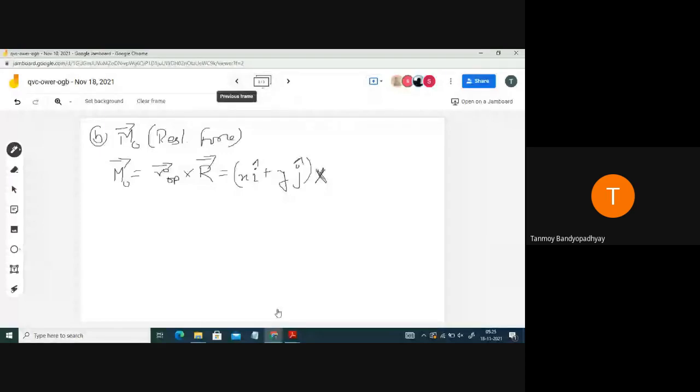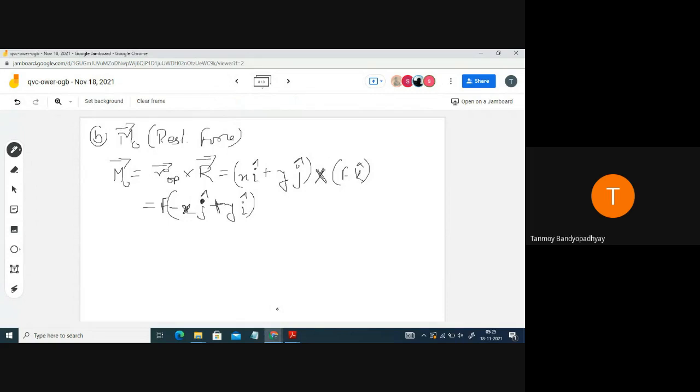The resultant vector came out to be F k cap. So just simplify this one. If you simplify this, it should come out to be minus x j cap plus y i cap, with F common. So taking F as common, it should be F times minus x j cap plus y i cap. You can do this one.